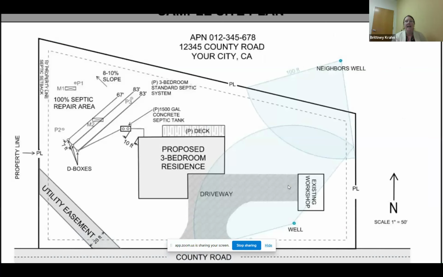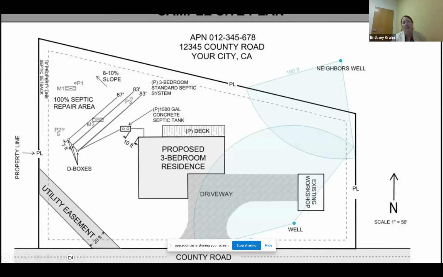Here's another diagram of how a site plan might get really complicated and the things that we look at. So we're looking at the 100-foot well isolation zone circle. Here they're just drawn as partial circles just to demonstrate those setbacks are met. And you have a small 3-bedroom home with a tank and a drain field.